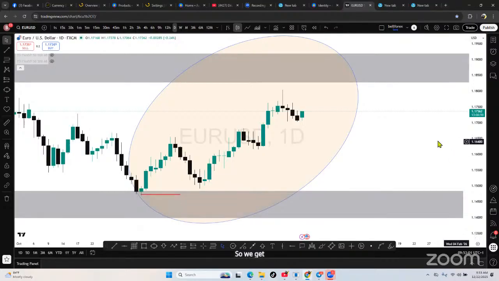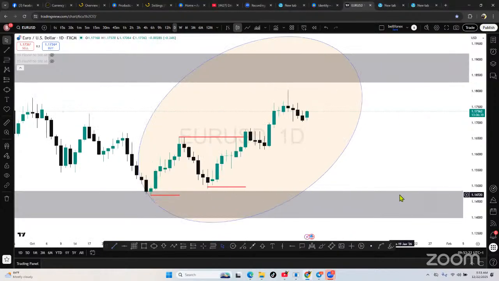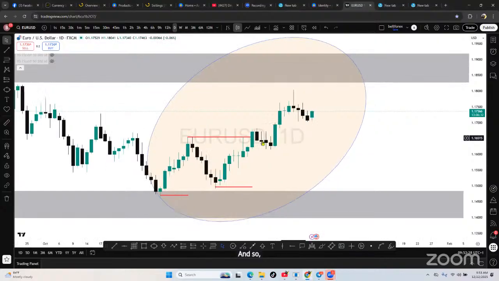So we get this. We get this high. Then here, we have this low here. And so this other wave here, I will consider this entire wave as an entire movement. Donc, pour euro dollar, voici ce que j'ai.